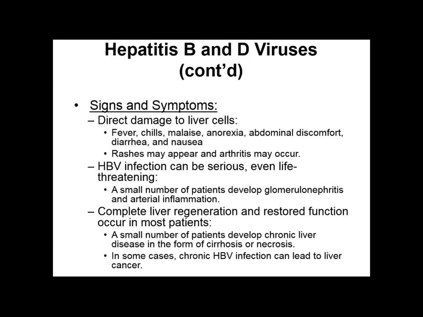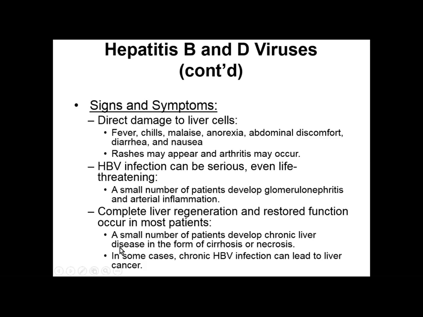A small number of individuals can develop glomerular nephritis and arterial inflammation as well. Glomerular nephritis is going to be an inflammation of the kidneys, and then arterial inflammation is rather self-explanatory. Some of the blood vessels start to inflame. It is possible to have complete liver regeneration and restored function in the vast majority of patients.